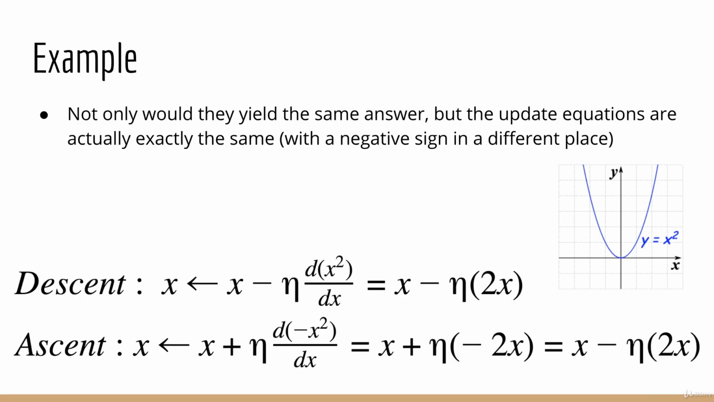To prove to yourself that this works, consider the function x squared, which has a minimum. Now suppose I flip it around so I have negative x squared. You'll notice that the minimum of x squared and the maximum of negative x squared are at the same location, x equals 0. But not only that, whether you do gradient ascent or gradient descent, the update equations are exactly the same. Therefore, while they have different names and are conceptually different, mathematically you're using the exact same equation, just with the negative sign in a different place.